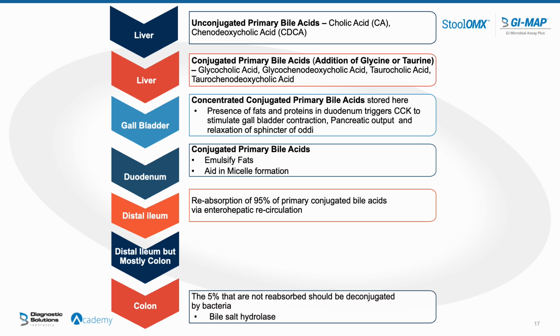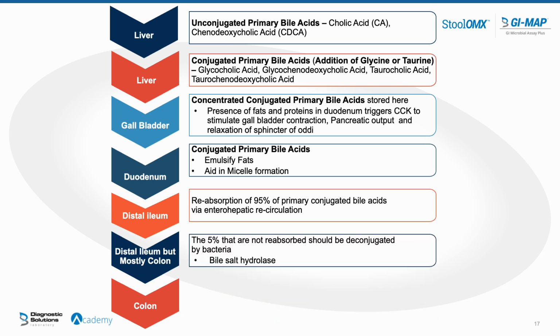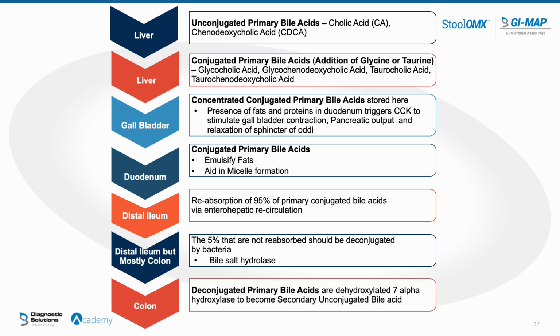And then to a lesser degree in the distal ileum, but mostly in the colon, the 5% of primary conjugated bile acids that are not reabsorbed should be deconjugated by bacteria using bile salt hydrolase. And lastly, in the colon, deconjugated primary bile acids are dehydroxylated by 7-alpha dehydroxylase and become unconjugated secondary bile acids. These guys play a major role with immune regulation, motility, mucosal and metabolic health, and some of these can also be passively absorbed in the colon.